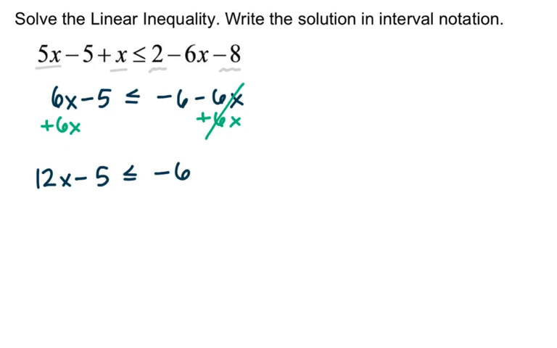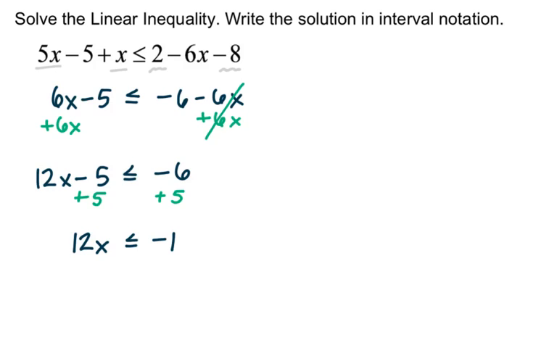So if I went to do that and move that to the left side and I noticed that it would give me a negative value, I may try moving to the other side of the equation to avoid having a negative coefficient here. That was what I was talking about. So as we continue to solve, I'll use my additive property again. I'll add 5 to both sides. That gives me 12x is less than or equal to negative 1.